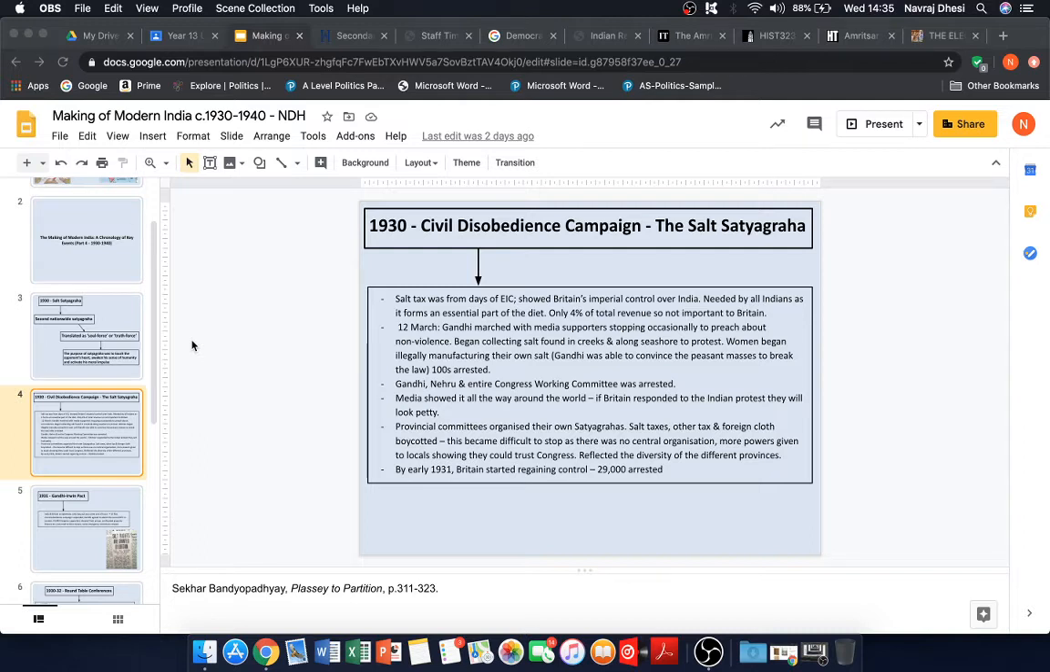In the next stage of the campaign, there will also be non-payment of revenue in localized areas, and violation of forest laws in the central provinces. So this was a really clearly defined program, which was outlined by the Congress Working Committee, and violence was really kept to a minimum here. Any occasions of violent outbreaks were localized, and they were contained.